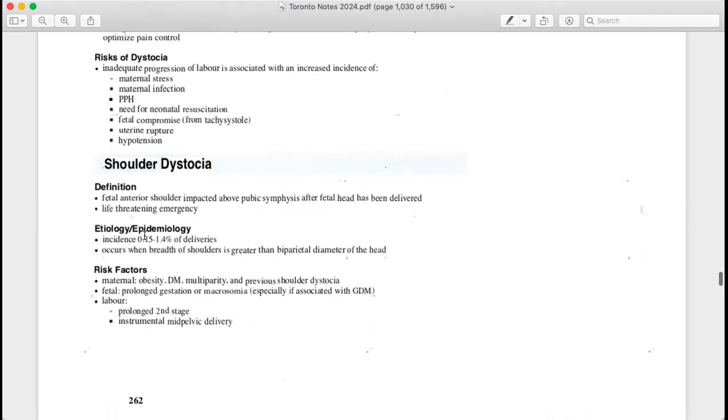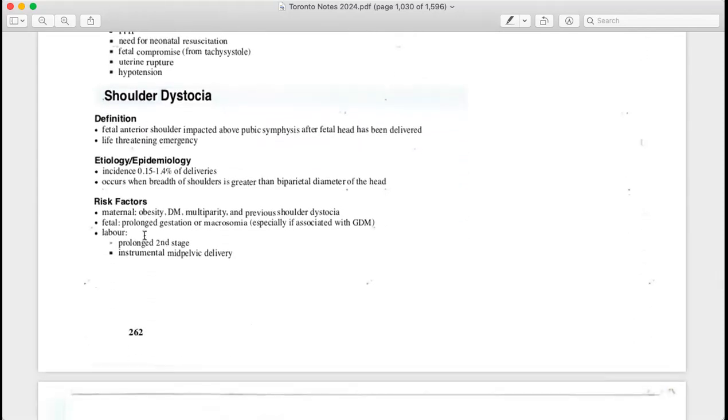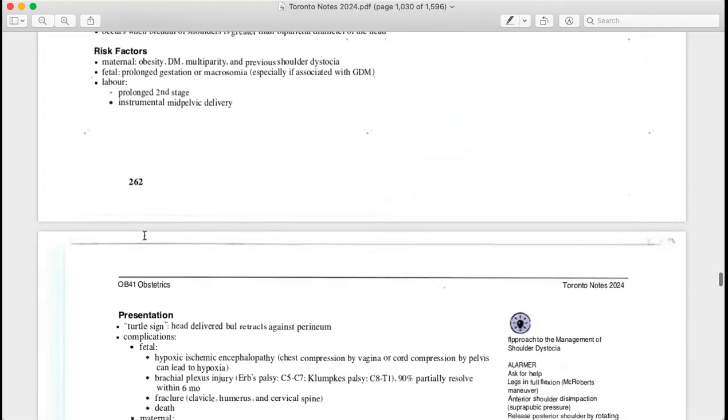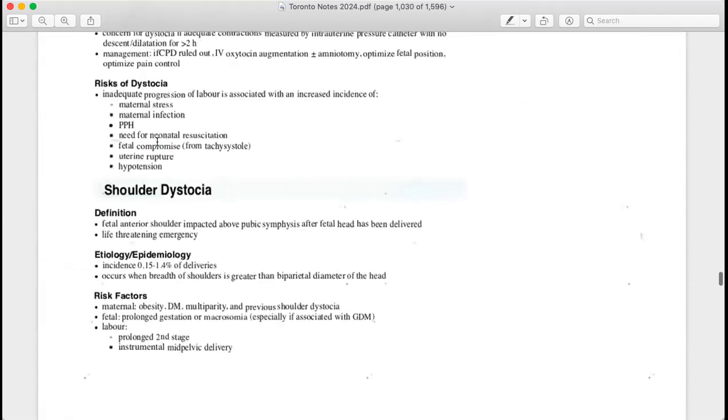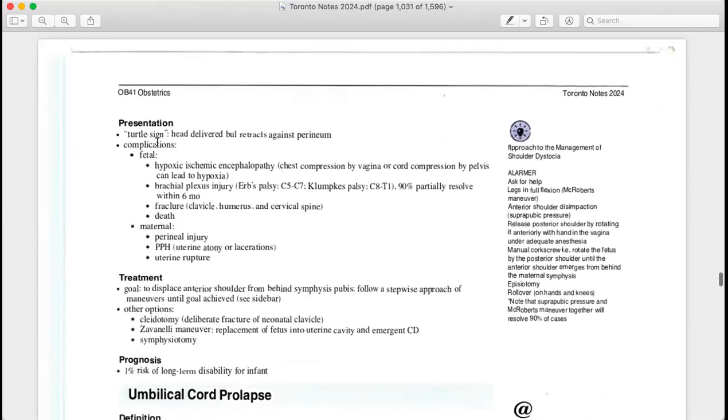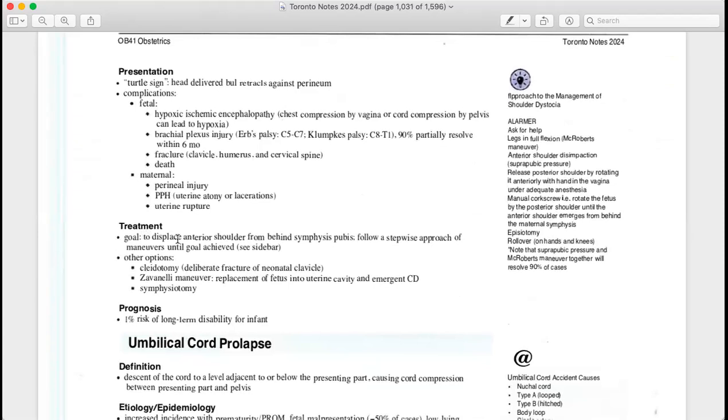Now coming to shoulder dystocia. Same thing: the presentation is like a turtle neck. They can give you an ultrasound picture showing the turtle neck and ask you to find out what this is. This is basically the diagnosis of shoulder dystocia. What is the goal? To displace the anterior shoulder from the pubic symphysis and follow a stepwise approach to the maneuvers. So you are going to do cleidotomy, the Zavanelli maneuver, or symphysiotomy. Usually this is done by the obstetrician, so you just need to know how to make the diagnosis and the complications.